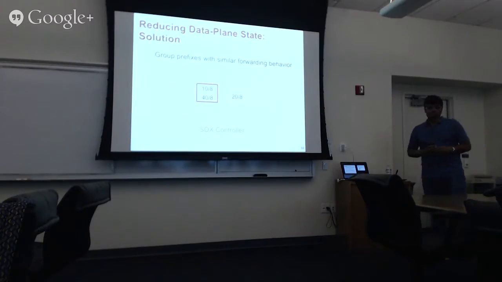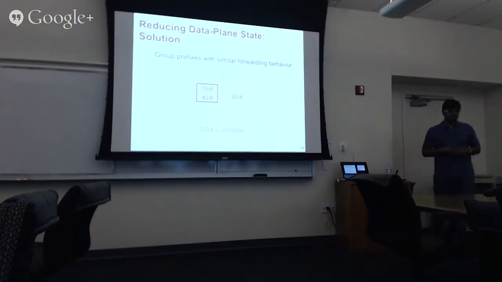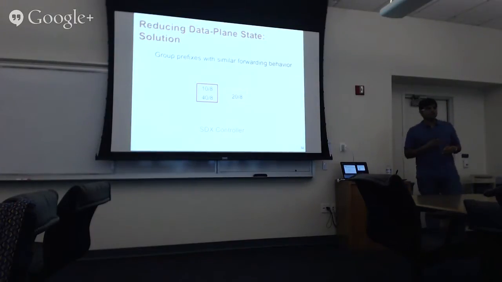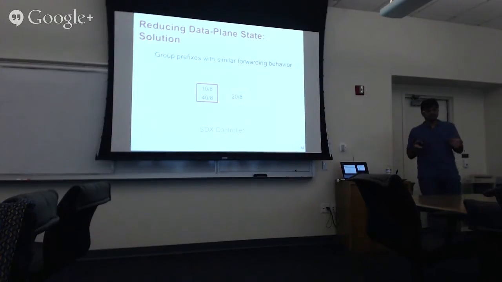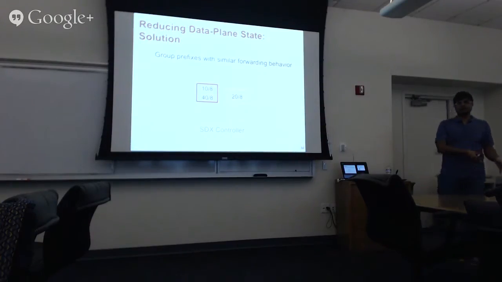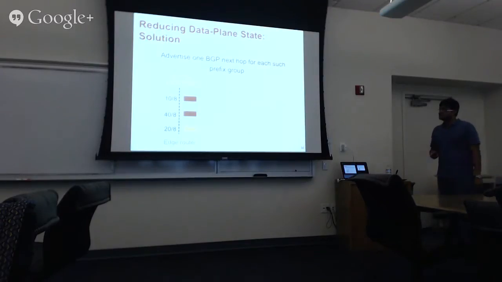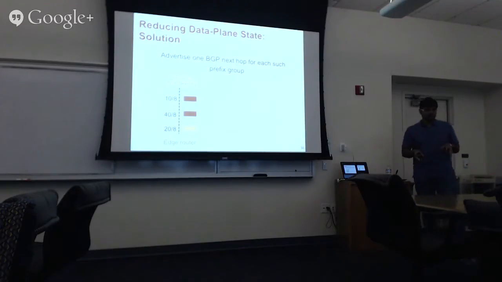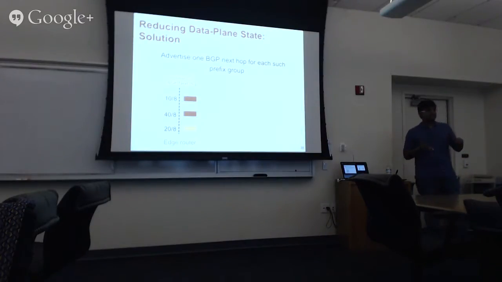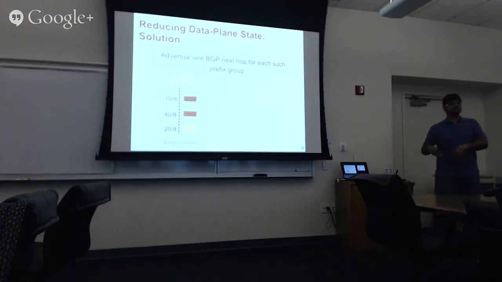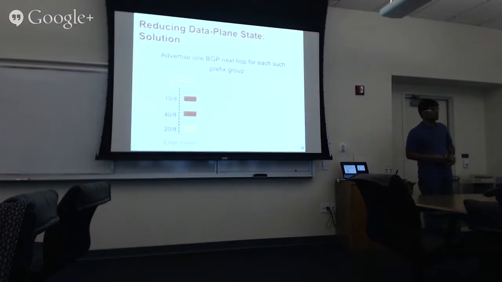So the first thing we did was figure out which prefixes have the same forwarding behavior. We analyzed all the policies expressed by different participants, and we were able to figure out which prefixes have the same forwarding behavior. The second thing we did was that we played around with the BGP route server itself, so that rather than advertising actual physical BGP next hops, we were advertising virtual next hops to these participants. And we were advertising one virtual next hop for one group of prefixes.